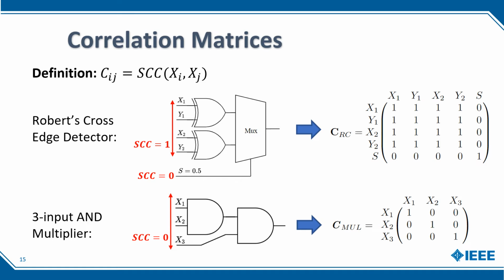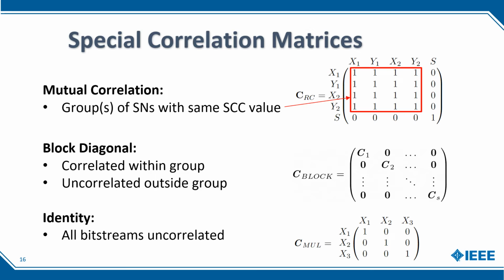On the other hand, the required correlation matrix of a 3-input AND gate multiplier is the identity matrix because all data inputs must be uncorrelated, having SCC equals 0 with respect to each other. With correlation matrices, we say that any group of bit streams that all have the same SCC value with respect to each other are mutually correlated.